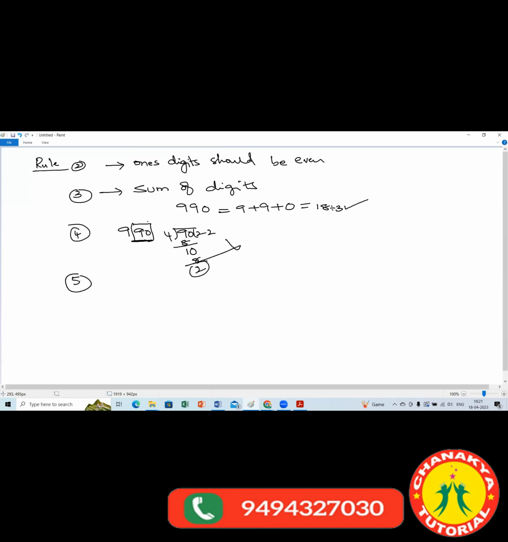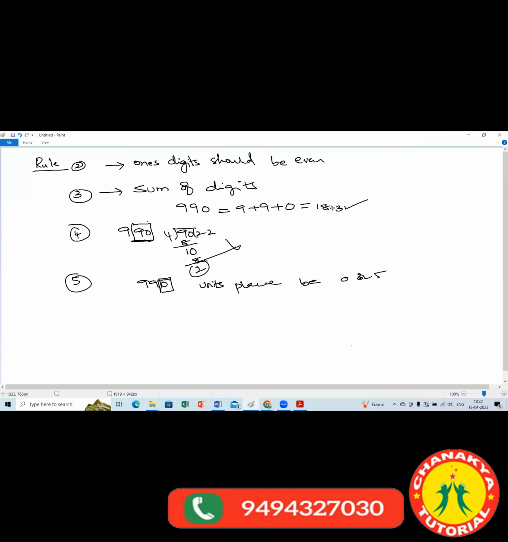Coming to the 5 rule. What is the 5 rule, Adrit? The 5 rule only needs the units place. Ma'am, we should check the units. What should the units place be? Ma'am, 0. Only 0? Ma'am, 0 or 5. Very good. 0 or 5. Excellent.